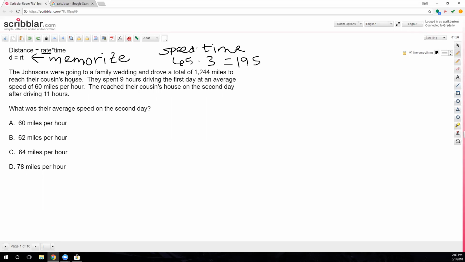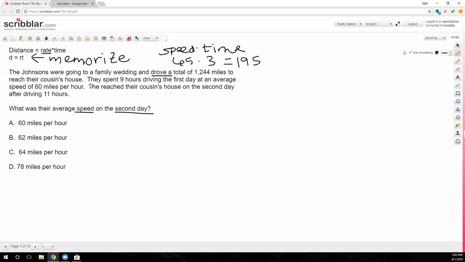So the problem states the Johnsons were going to a family wedding and drove a total of 1,244 miles to reach their cousin's house. So they talk about driving to an event. That's how we know to use this distance equals rate times time. They spent 9 hours driving the first day at an average speed of 60 miles per hour. They reached their cousin's house on the second day after driving 11 hours. So the question is, what was their average speed on the second day? That's highlighted. They even split it from the main question, so you know this is what they're actually asking. What's the speed on the second day?